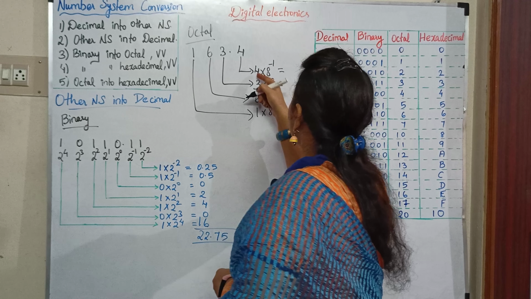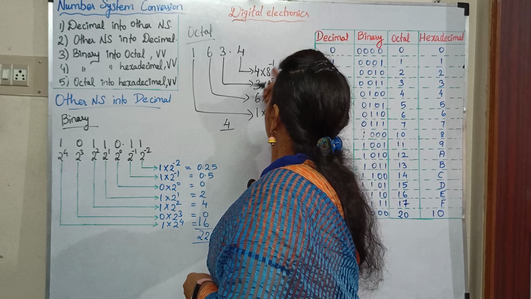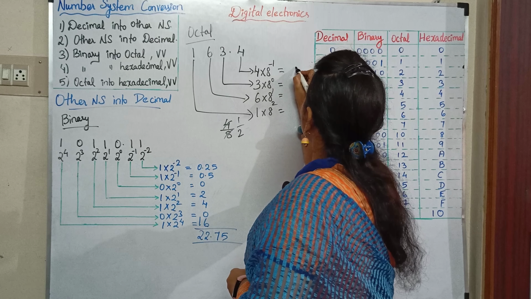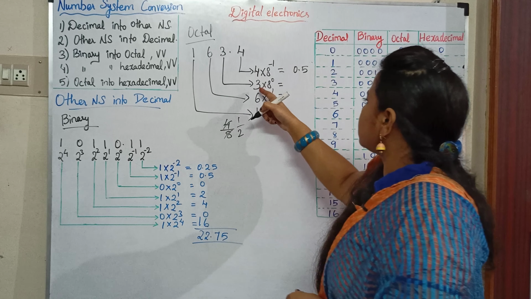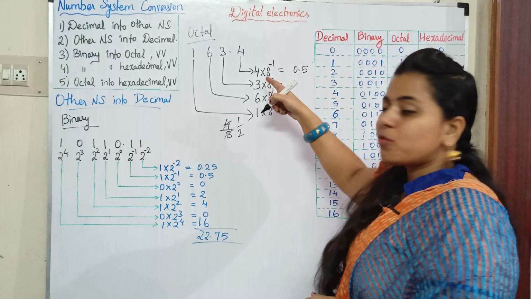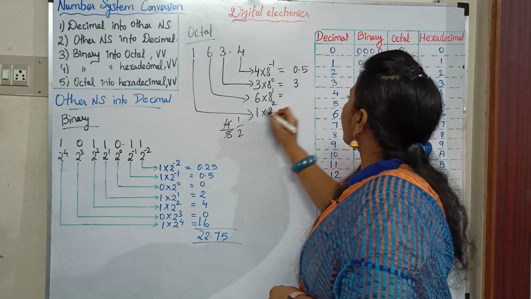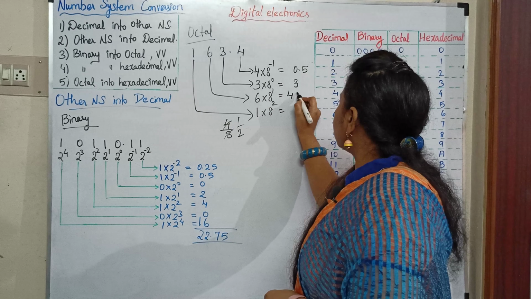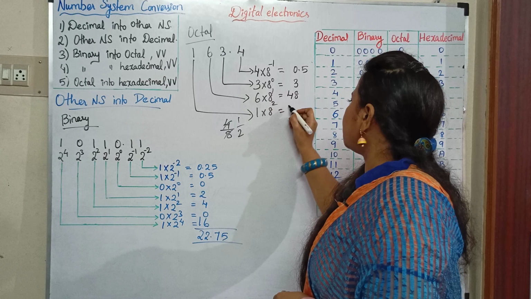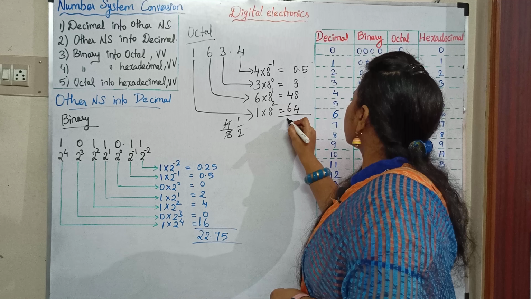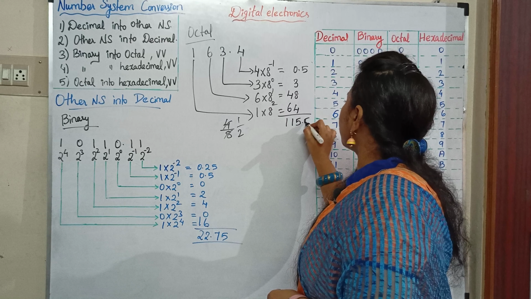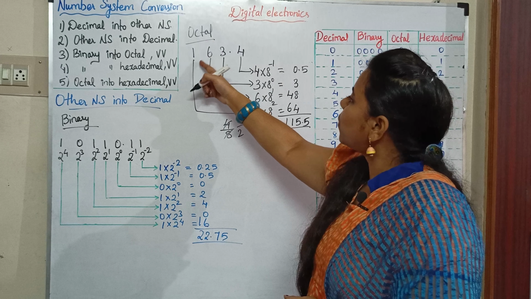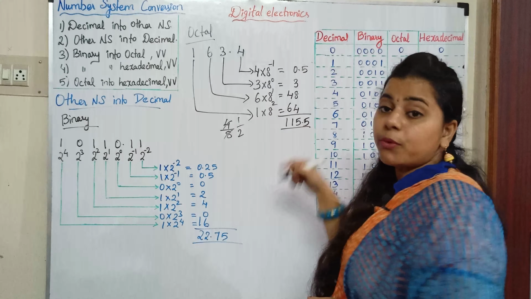So what is the value of 4 into 8 to the power minus 1? That means 4 divided by 8, which is half, so 0.5. Next, 3 into 8 to the power 0: 8 to the power 0 is 1, so 3 into 1 is 3. 6 into 8 to the power 1 means 48. Next, 1 into 8 square, 64. So the total value is 115.5. So the decimal equivalent of the octal number 163.4 is 115.5.